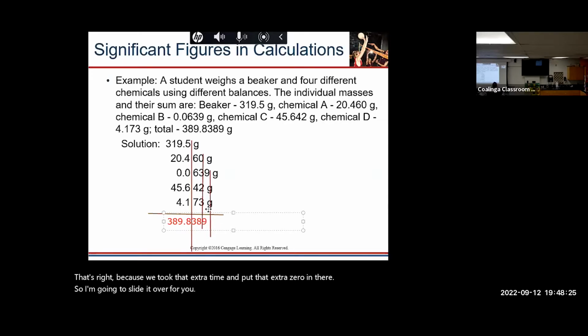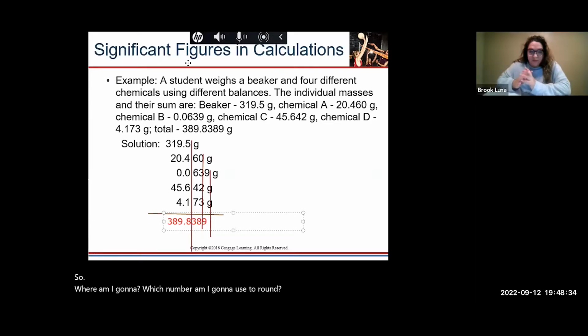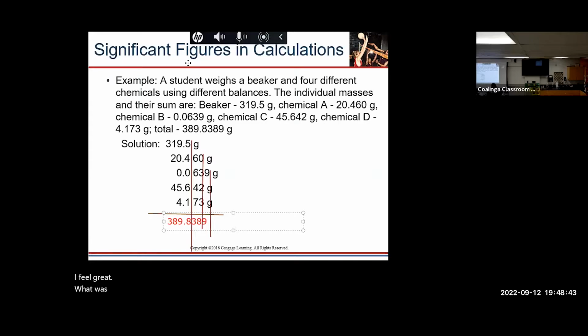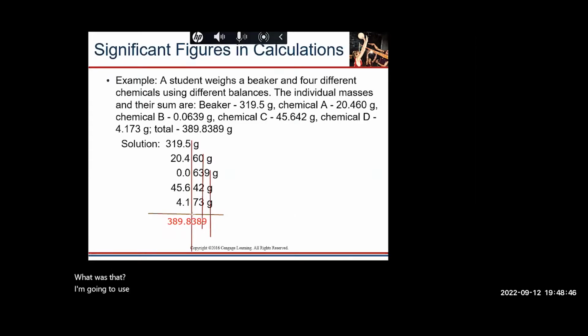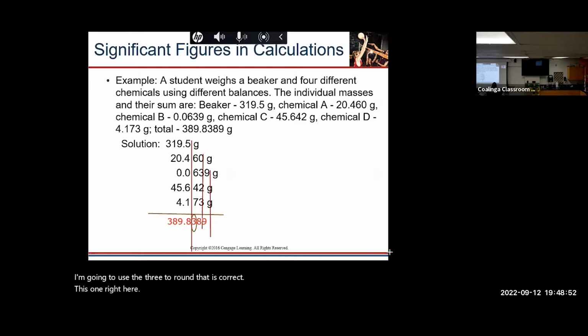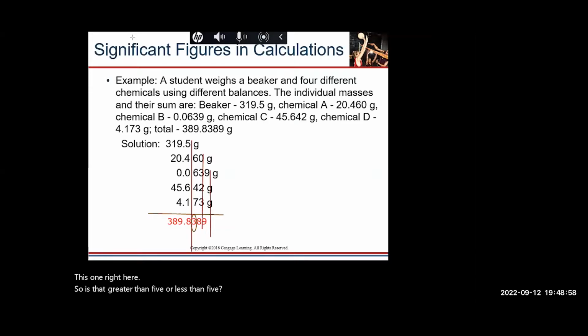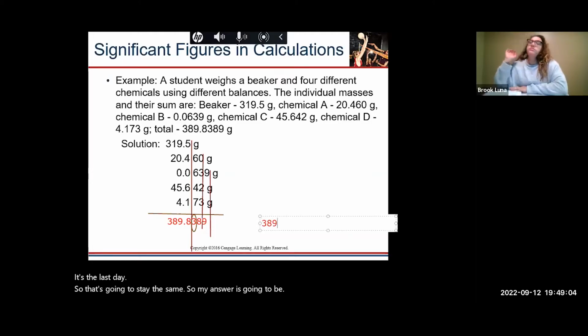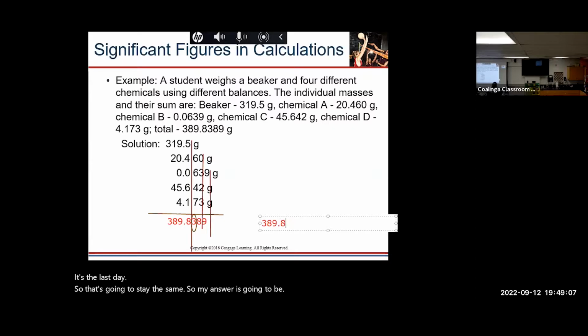Okay, so which number am I gonna use to round? The 3? 308. No, the 8. You're gonna use the 3 to round. I'm gonna use the 3 to round. That is correct, the 300 place, this one right here. Okay, so is that greater than 5 or less than 5? Less. So it'll stay the same, so my answer is gonna be 389. Yep.